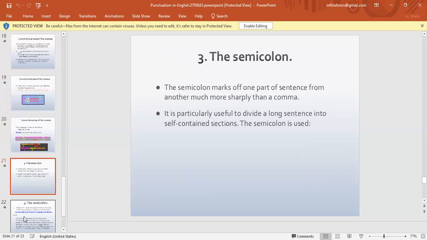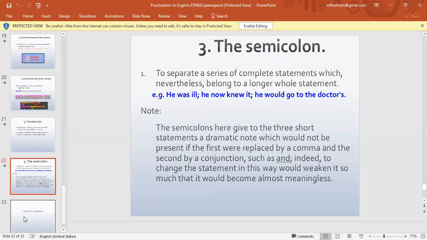And semicolon. Semicolon marks off one part of a sentence from another much more sharply than a comma. It is particularly useful to divide a long sentence into self-contained sections. The semicolon is used to separate a series of complex statements which nevertheless belong to a longer whole statement. For example, he was ill; he now knew it; he would go to the doctor's.